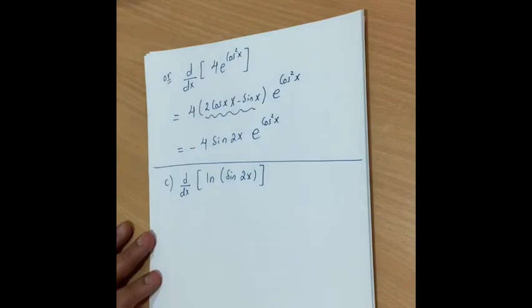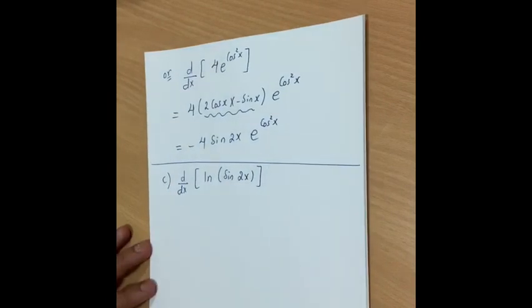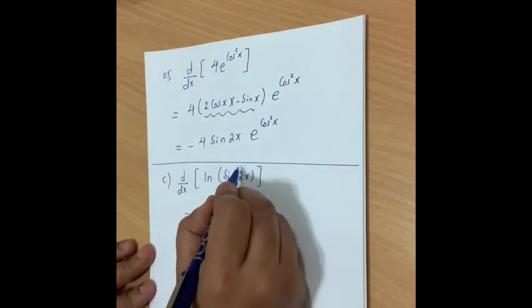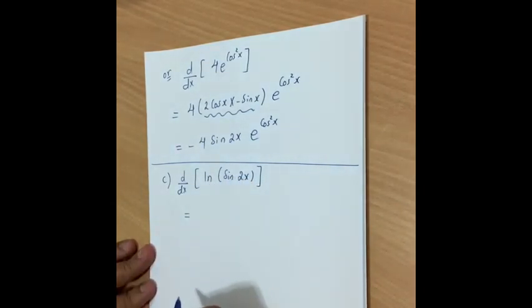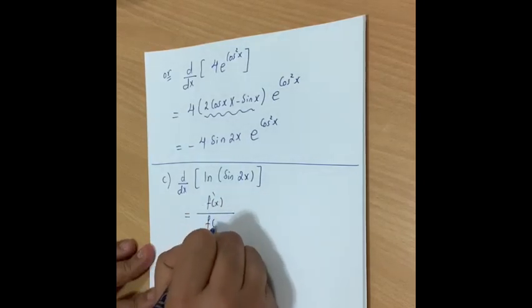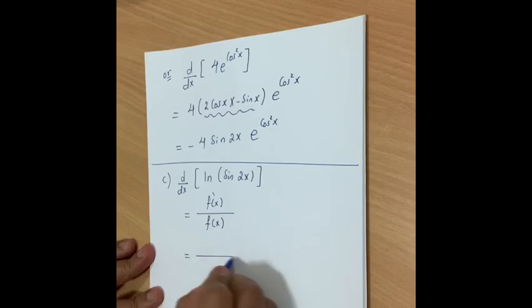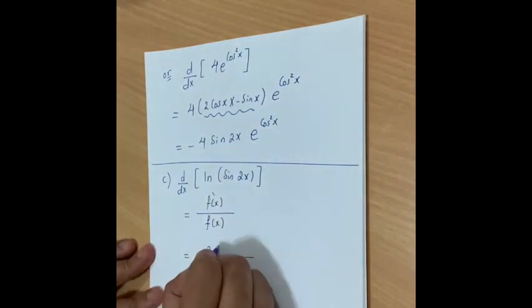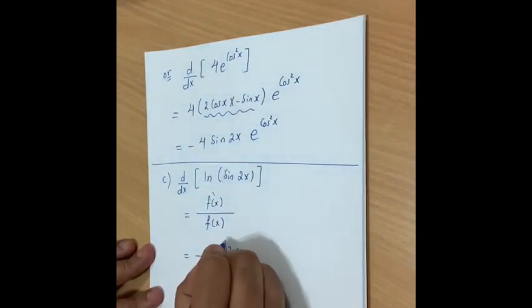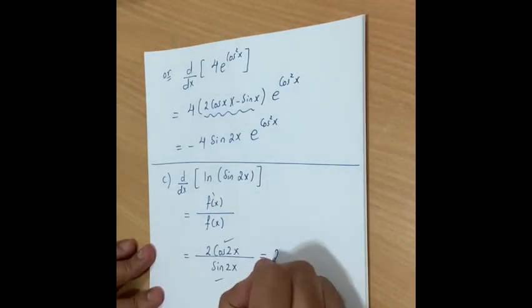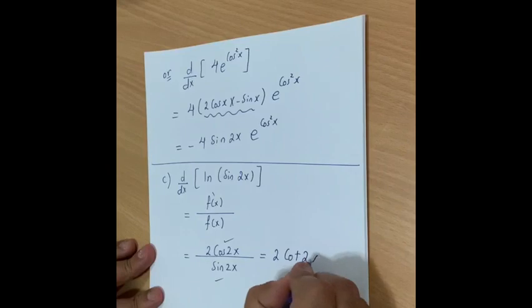Let's do this question, which is in the same part: d by dx of ln sine of 2x. You remember that the derivative of ln is the derivative of what you have inside over the function itself. So it's f dash of x over f of x. Keep the sine 2x as it is in the denominator and differentiate sine 2x itself. The derivative of 2x is 2 and sine is cosine 2x. Cosine divided by sine is the reciprocal of tan, which is cot. So it's 2 cot of 2x.